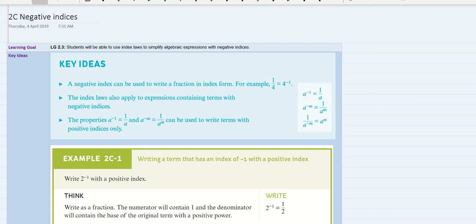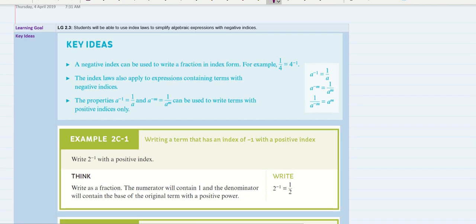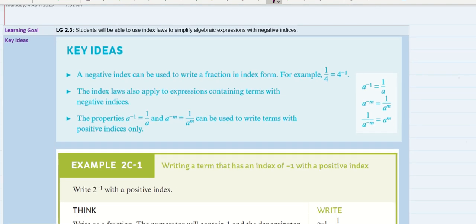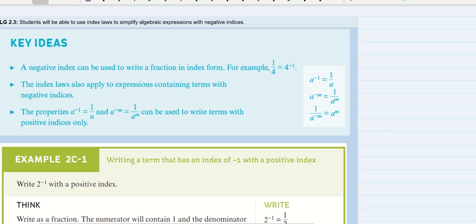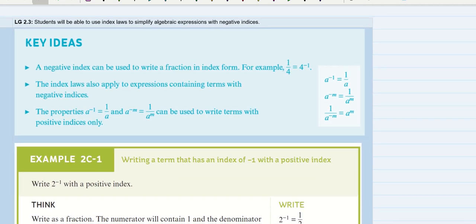So today we're going to be looking at powers or indices and algebraic expressions. The point of today's lesson is that you're going to be able to use index laws to simplify algebraic expressions with negative indices. That means really just turning it into the positive form. The key idea is that a negative index can be used to write a fraction in index form. For example, 1 over 4 is the same as saying 4 to the power of negative 1.